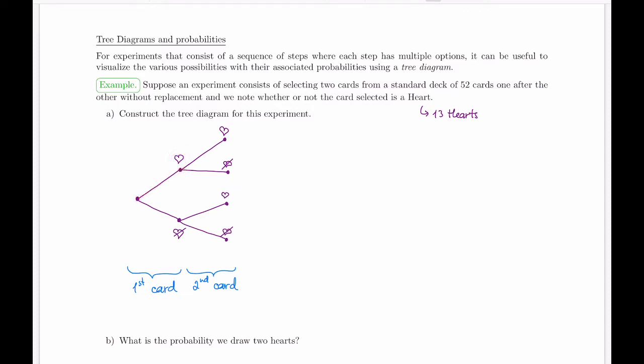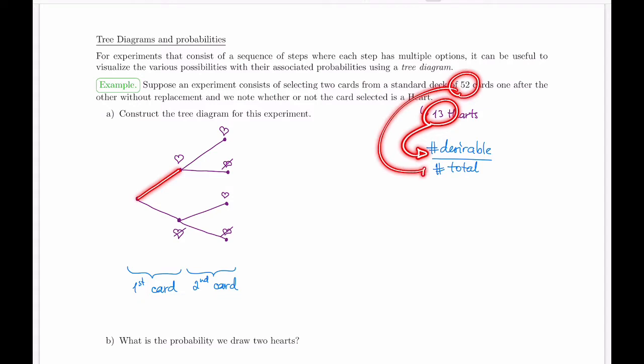And this is again where I'm going to go back to my number of desirable divided by the number of total as the formula. So I start off with a full deck of 52 cards. What is the probability of drawing a heart? The number of hearts is 13, so that's my desirable outcome, and the total number of cards is 52, so that's my total. So the first probability of drawing a heart is 13 out of 52. 13 out of the 52 cards are going to be hearts.